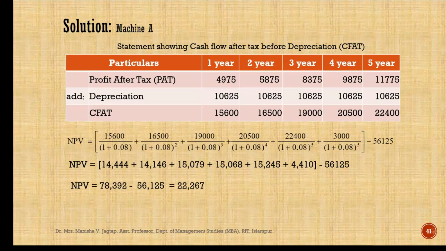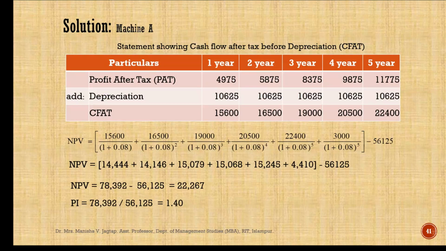Next, by using the PI method, we arrive at 1.40. That means the profitability index of machine A is 1.40. So here you can see NPV is positive and PI is more than 1. That means our machine A is profitable for the business firm.